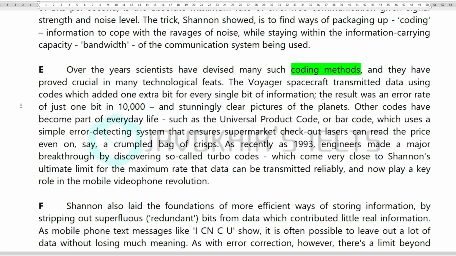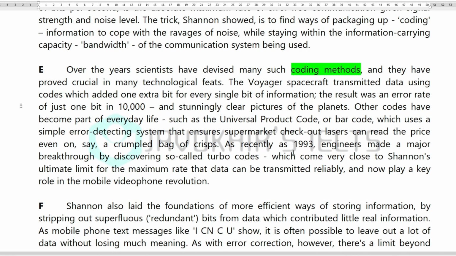The Voyager spacecraft transmitted data using codes which added one extra bit for every single bit of information. The result was an error rate of just 1 bit in 10,000 and stunningly clear pictures of the planet. Other codes have become part of everyday life, such as the Universal Product Code or barcode, which uses a simple error detection system that ensures supermarket checkout lasers can read the price even on, say, a crumpled bag of crisps. Crumple means crushed, crushed into several folds.